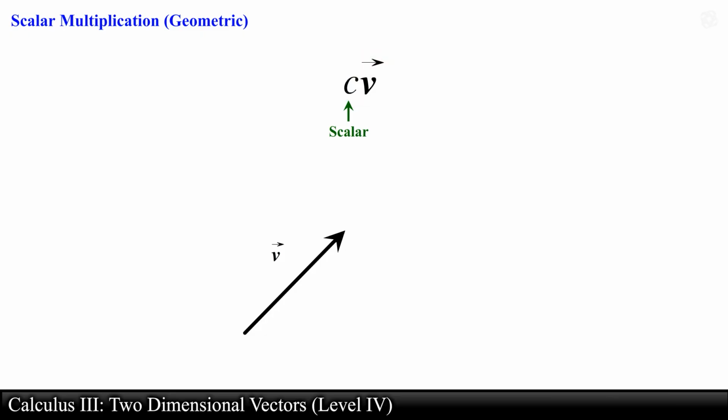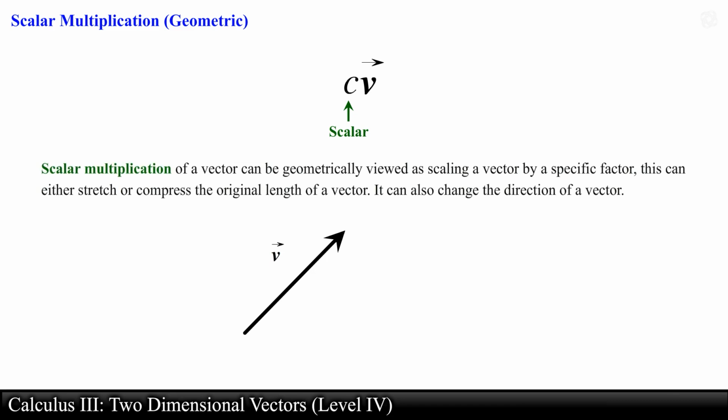As the name suggests, scalar multiplication of a vector can be geometrically viewed as scaling a vector by a specific factor. This can either stretch or compress the original length of a vector. It can also change the direction of a vector.